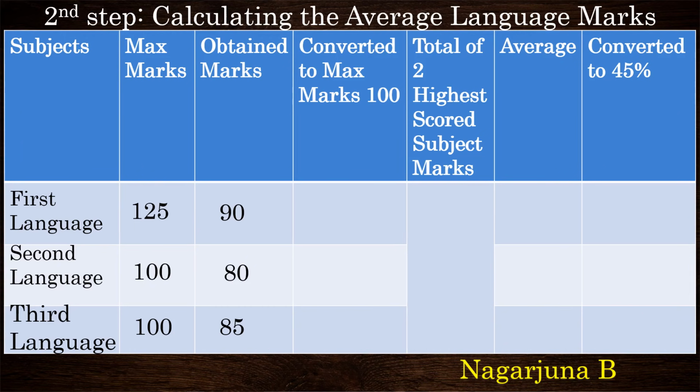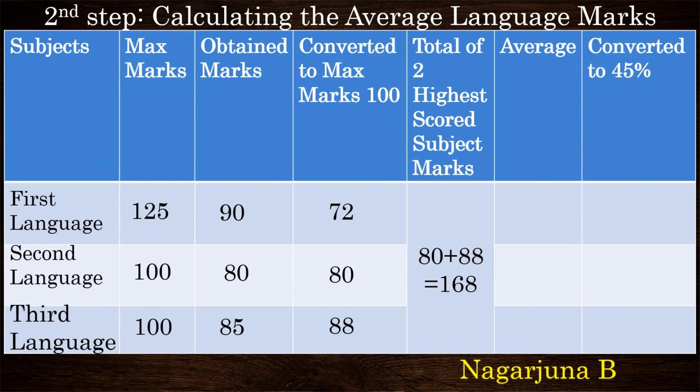So for the first one, marks is 90 for how much? 125. So this one now we have just converted to 100 and we have got 72. And for the second language and the third language, since it is for 100 only, it will remain the same as 80 and 85. Among this, consider two subject marks which are highest. So 72, 80 and 85. Among this 85 and 80 are highest. Therefore consider the sum of 80 and 85. So sum of 80 and 85 is 168.